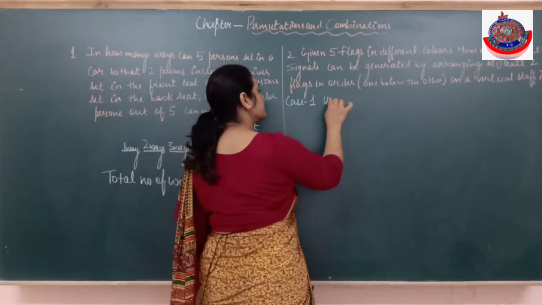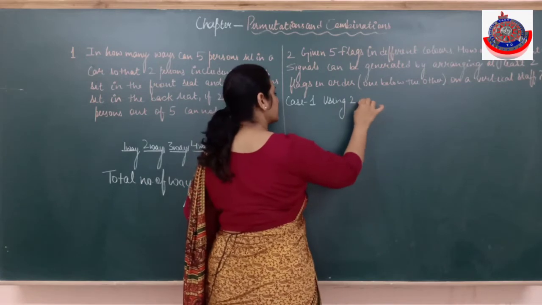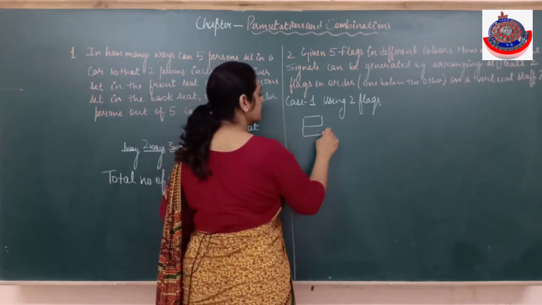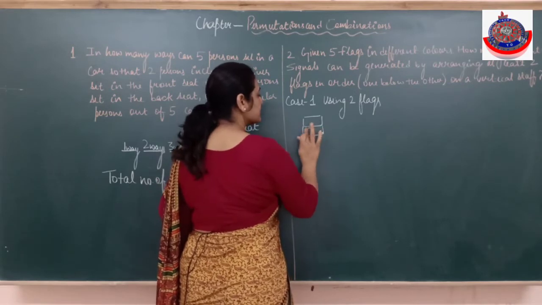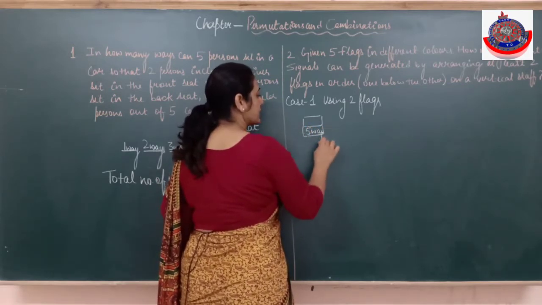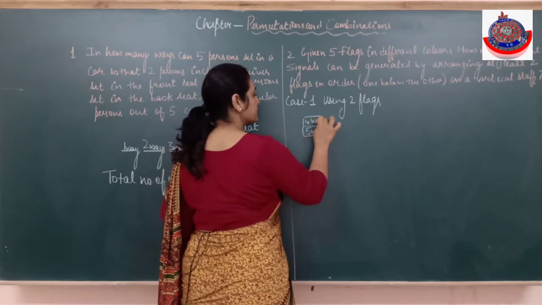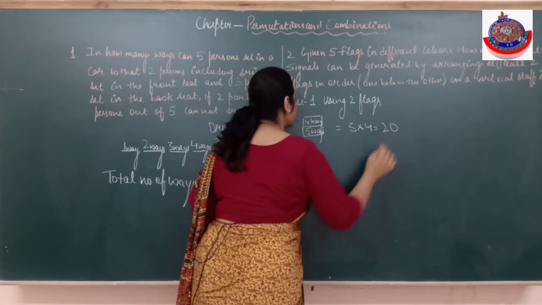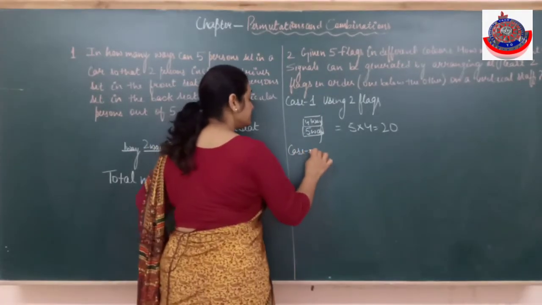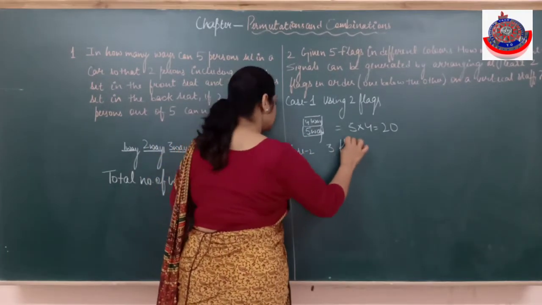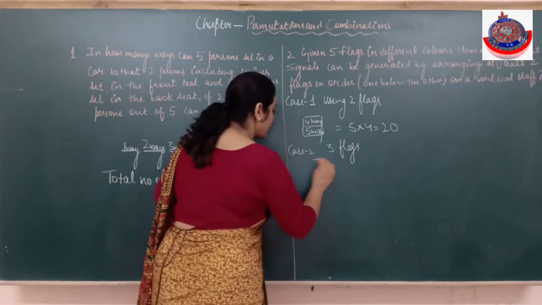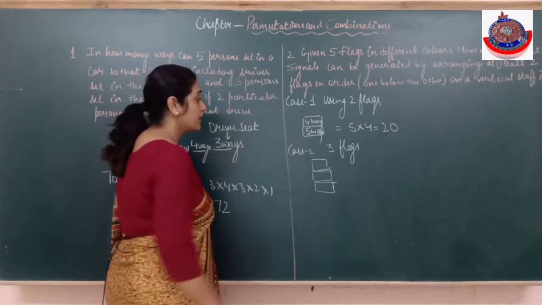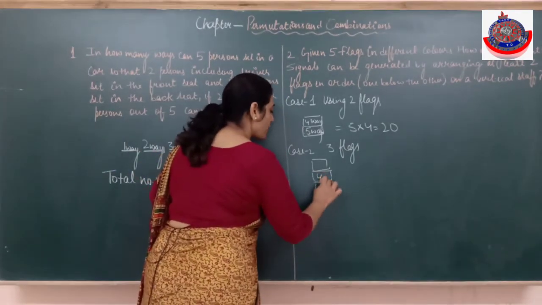Case 1, using 2 flags. We did this earlier. One below the other: 5 ways and 4 ways. Different. So total will be 5 into 4, that will be 20. Case 2, using 3 flags. So I have 1 flag, second flag, third flag: 5 ways, 4 ways, 3 ways.